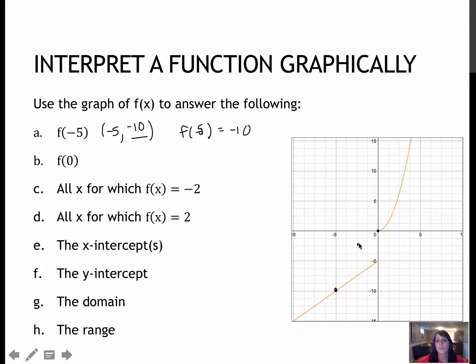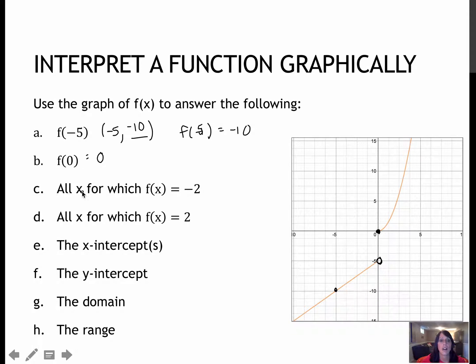F of 0 would be when we're at 0, what is the value of the function? So 0 is one of those tricky ones, but here I've got the point at 0, so it wouldn't be here. This would be like that open circle, meaning f of 0 would be 0.